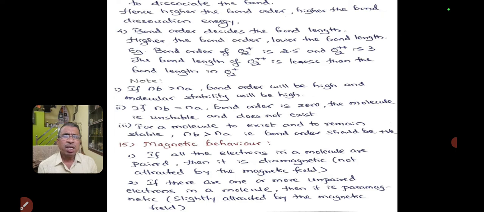Coming to another term, that is magnetic behavior. If all the electrons in a molecule are paired, then it is diamagnetic. Diamagnetic means it is not attracted by the magnetic field. If there are one or more unpaired electrons in a molecule, then it is paramagnetic. That is, this type of molecule is slightly attracted by the magnetic field.